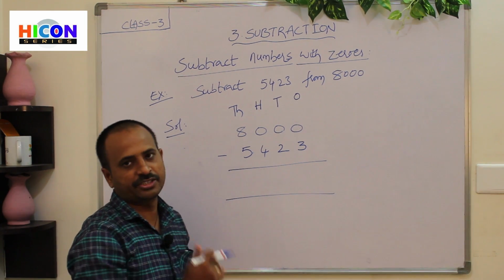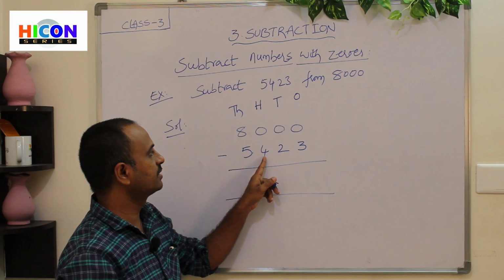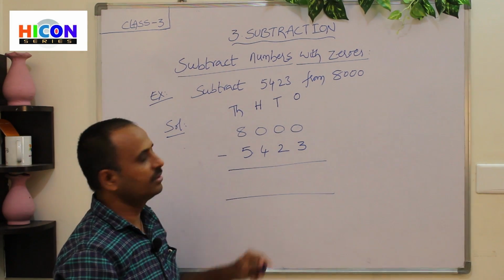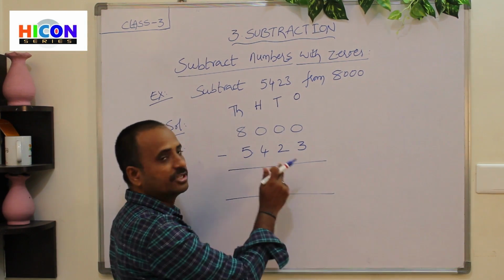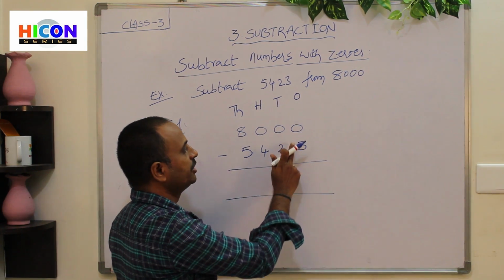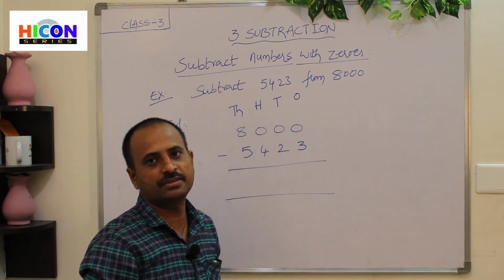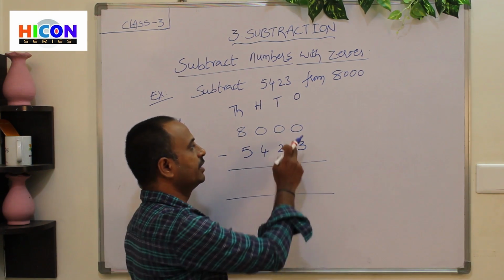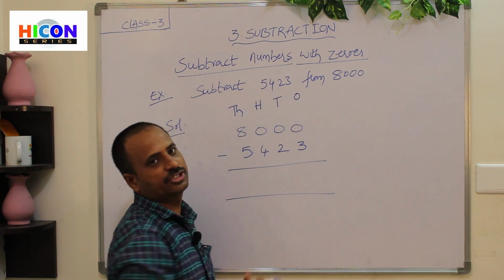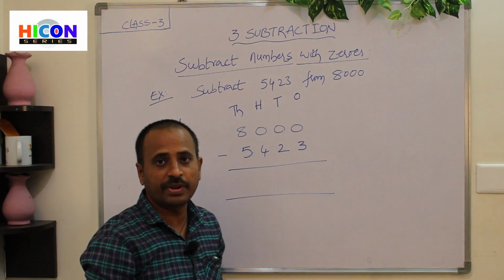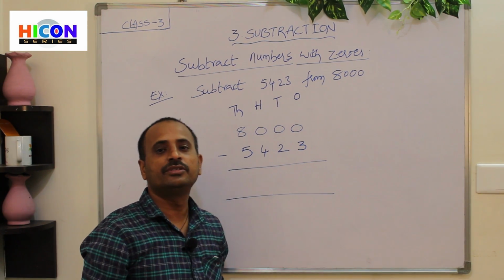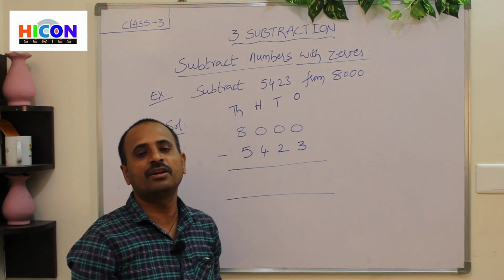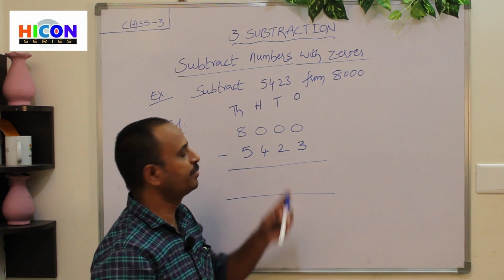Now start the subtraction. How to subtract the numbers? We are having zeros. Start the subtraction from the ones place. What are the digits present in the ones place? 0 and 3 are present in the ones place. Here 0 is the first number, 3 is the next number. We cannot subtract 3 from 0 because 3 is a greater number and 0 is a smaller number. We cannot subtract a greater number from a smaller number.